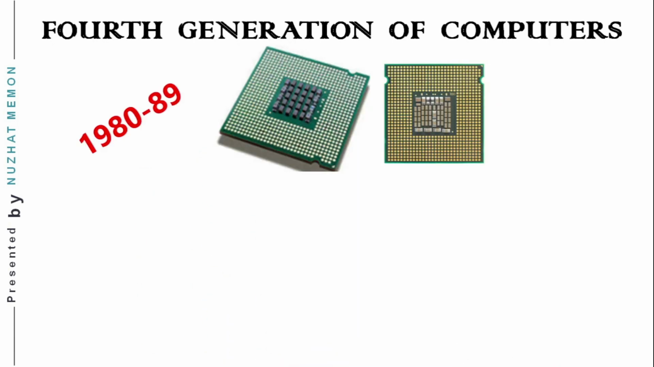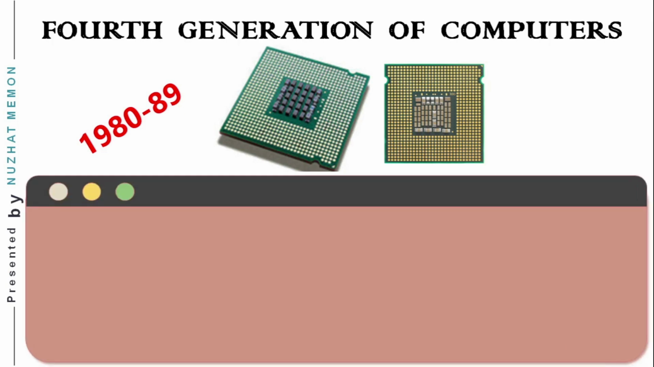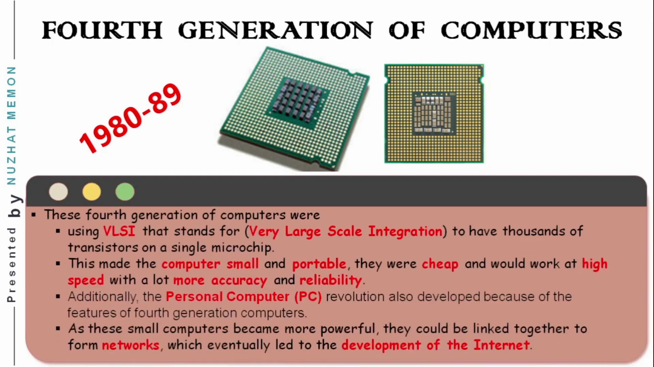So now we will see the fourth generation of computers, which was during the years between 1980 to 1989. So here it happened with the invention of the microprocessor, as you can see in the image. So this fourth generation of computers was using VLSI, that stands for very large scale integration, to have thousands of resistors on a single microchip.